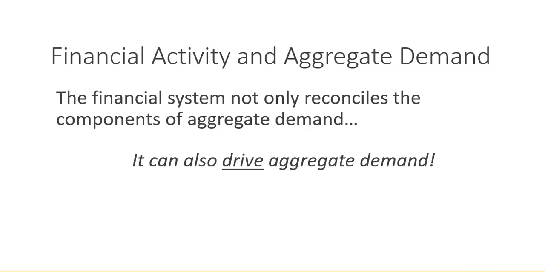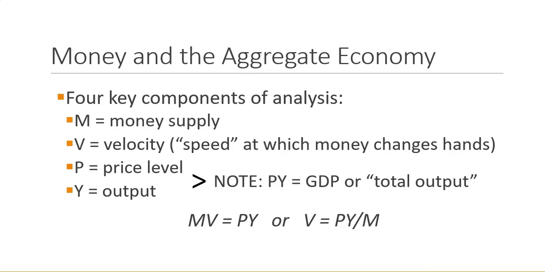Let's look at an additional relationship between financial activity and aggregate demand. What we've seen so far is that aggregate demand drives financial activity. When there's an imbalance in sectors, then financial assets are used to create balance. We're also going to see that financial assets can actually drive aggregate demand. So it can be an inverse relationship. First the financial activity, and then the resulting aggregate demand. Let's take a closer look at this concept.